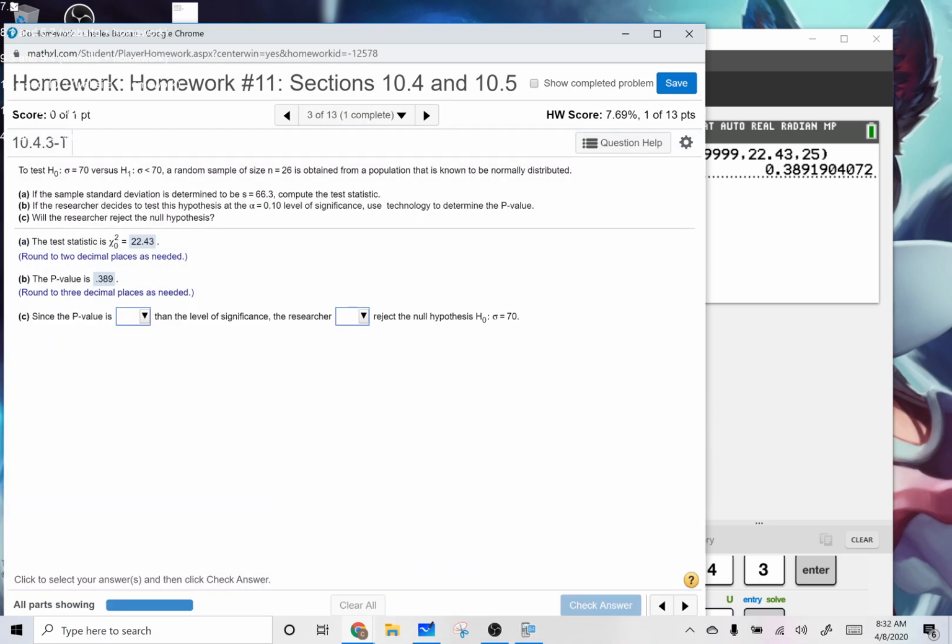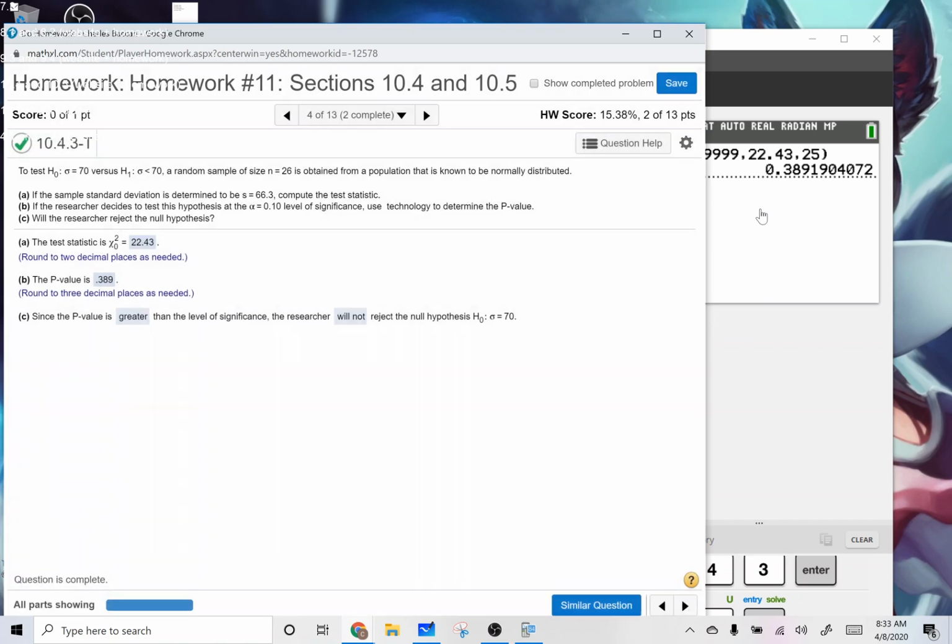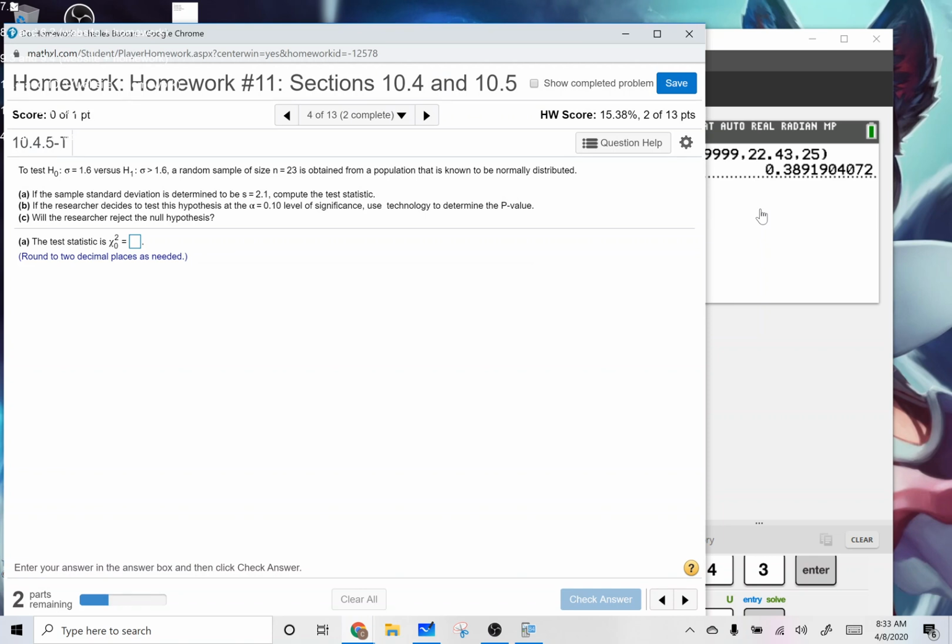All right. Now, since the p-value is greater than, because 0.389 is greater than 0.10, they will not reject the null hypothesis. So we accept that, actually, we can't, there's not enough evidence to support that it's less than 70. That's all that means. Okay. That's how you do this one.